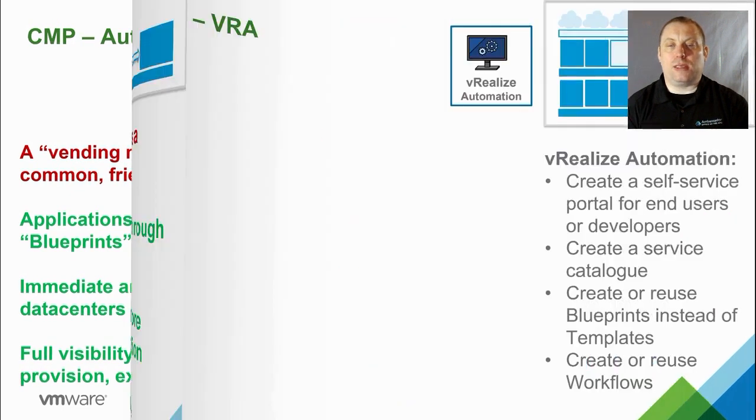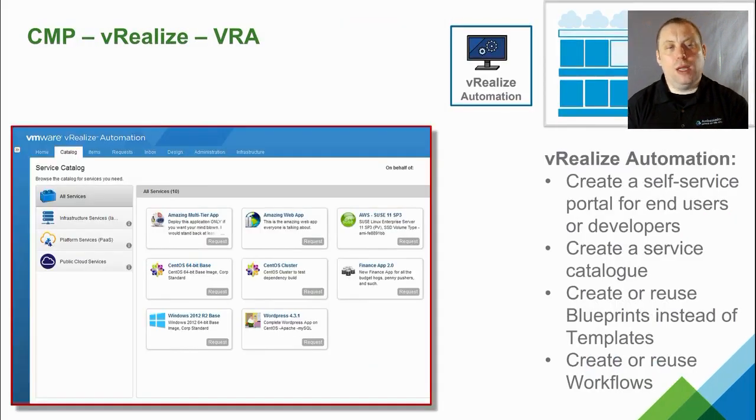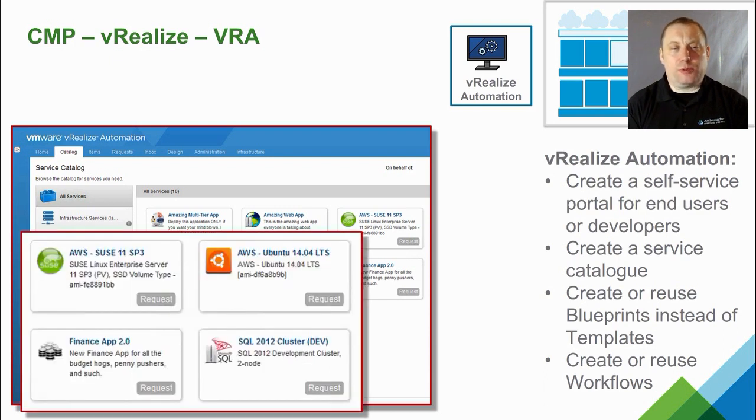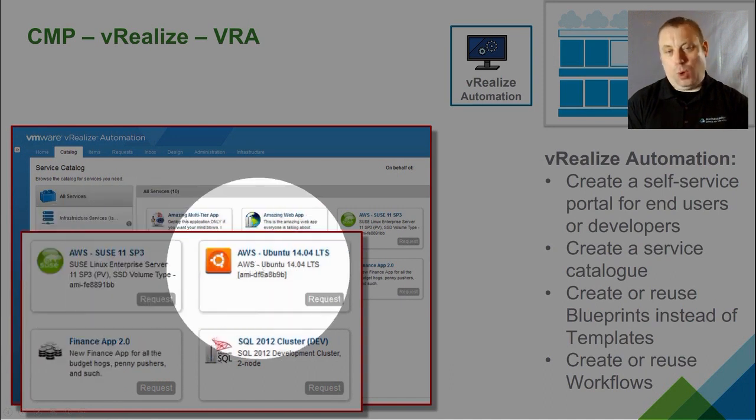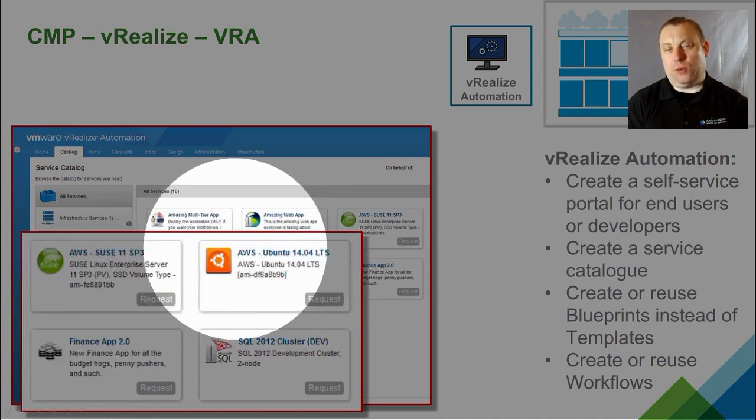So again, I'll show you some examples of this now. So this is what vRealize Automation looks like when you very first log in. You can customize and brand this screen if you want to. This is just the standard out of the box. An example of those buttons might be something like build me a Linux machine on Amazon Web Services, a SUSE Linux one in this example, or build me an Ubuntu machine on Amazon Web Services.